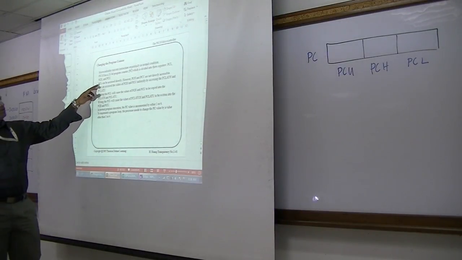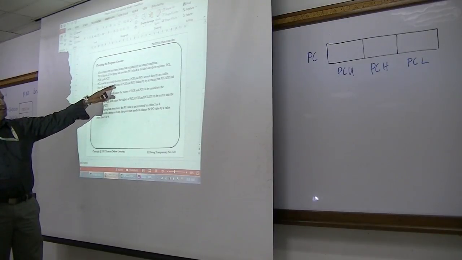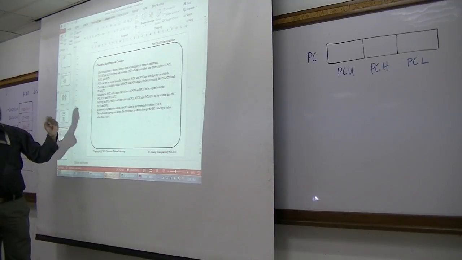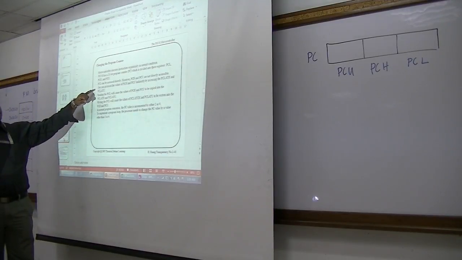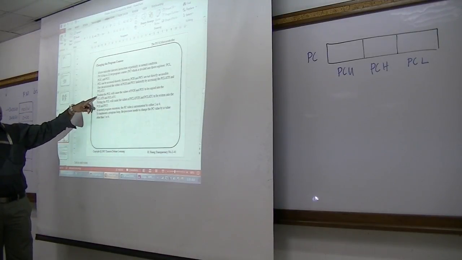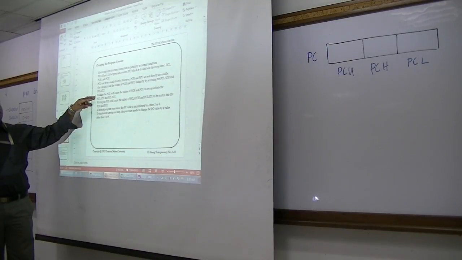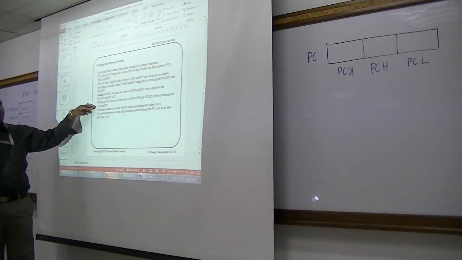It says that only PCL can be accessed directly; however, PCH and PCU are not directly accessible. So the way to access PCH and PCU is by accessing the PC latch H and PC latch U. Reading the PCL will cause the values of PCH and PCU to be copied to PC latch high and PC latch upper. Writing will cause the values of PC latch high and PC latch U to be returned to PCH and also PCU. So in normal program execution, the PC value is incremented by either 2 or 4.